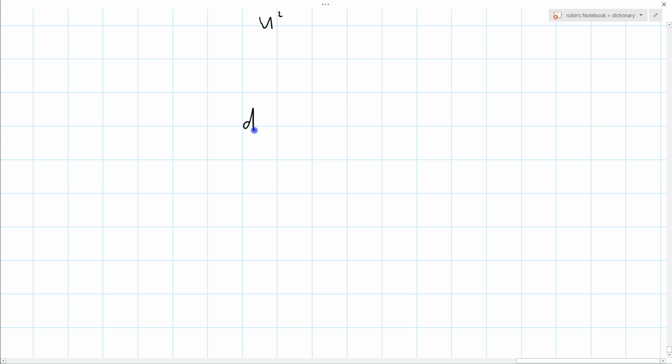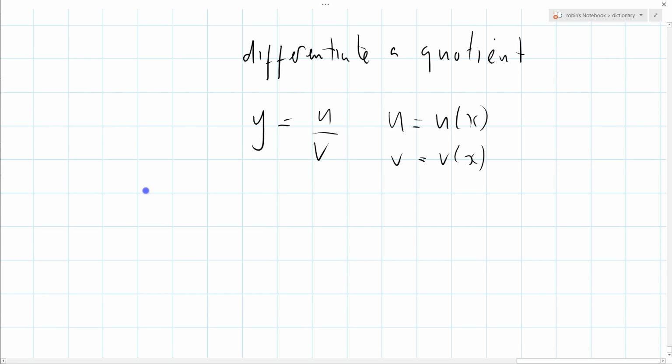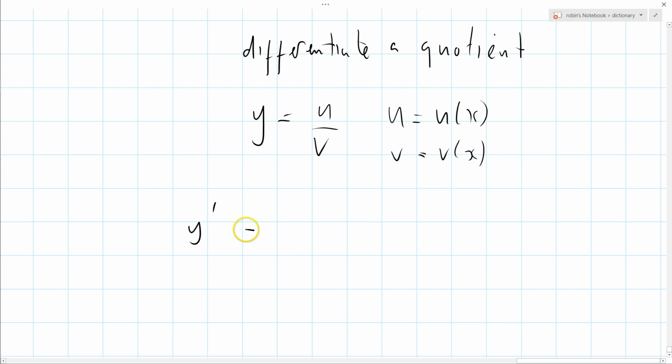Okay, I'm going to show you how to differentiate a quotient, one thing divided by another. If I've got y equals u over v, where u equals u of x is some function and v equals v of x is another function, then y dash equals what? It equals u dash v minus u v dash over v squared.